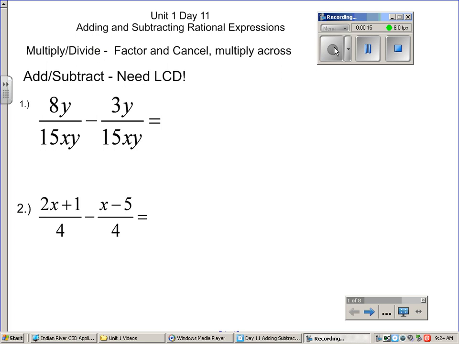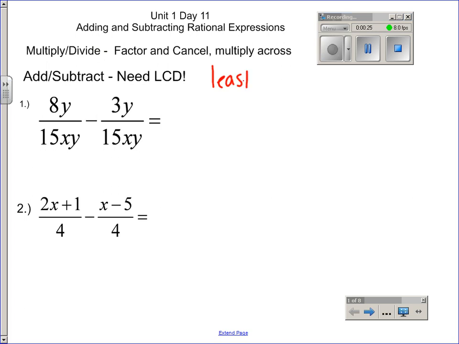Now with adding and subtracting, you have to have an LCD before you add or subtract. We are not factoring first. It's coming at the end. So you need a least common denominator.